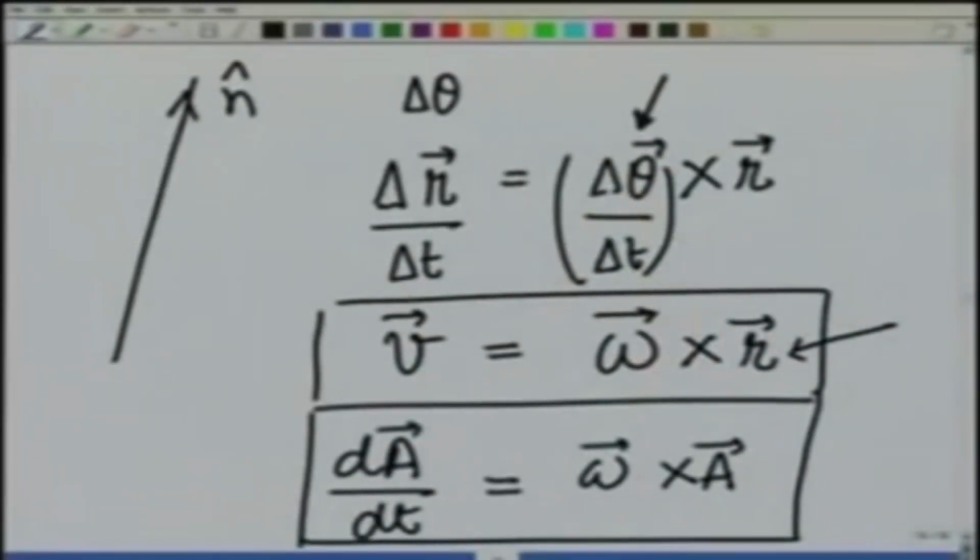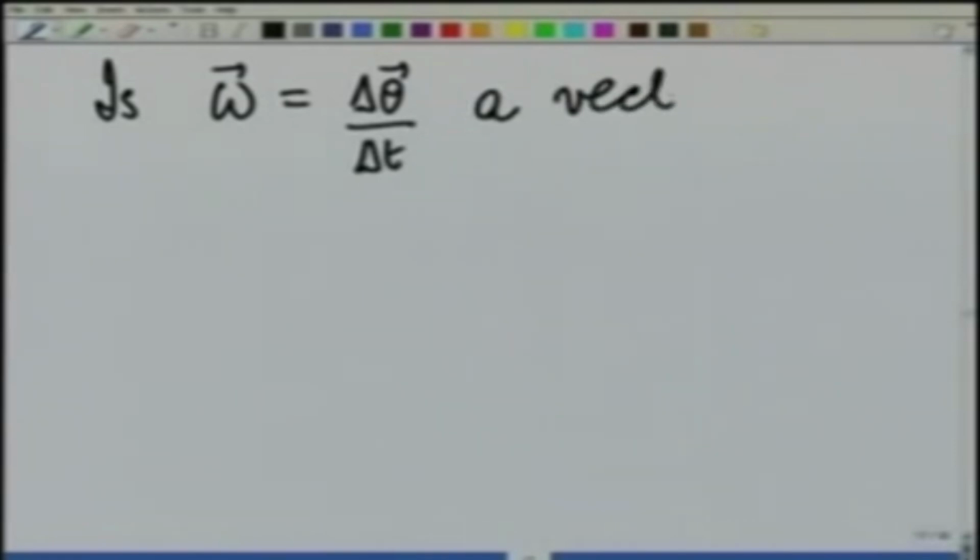Just like delta theta can be represented as a vector, delta theta over delta t can also be represented as a vector, which I now call angular velocity. So, the second thing is angular velocity, which is delta theta over delta t, a vector. The answer is yes.